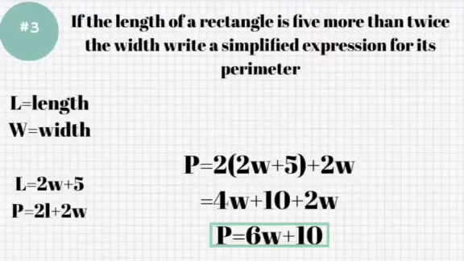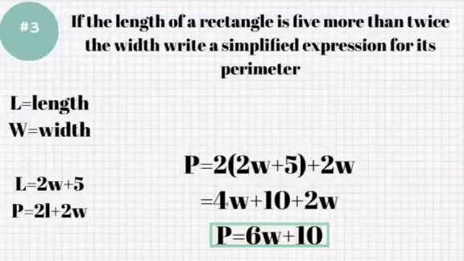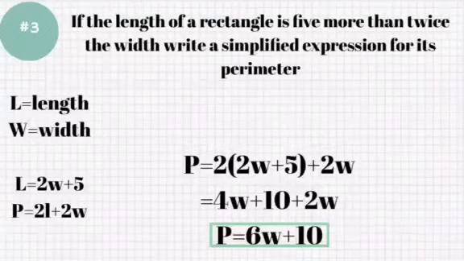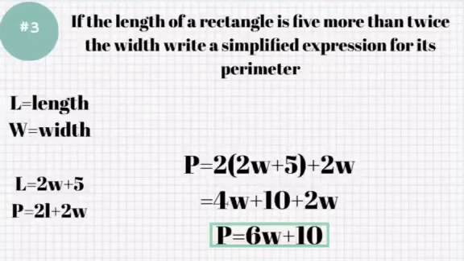Your solution would be P equals 2L plus 2W. Replace L with 2W plus 5. P equals 2 times 2W plus 5 plus 2W. Apply distributive property to 2 and 2W plus 5, which will give you 4W plus 10 plus 2W. Simplify your equation by adding the like terms, which will give you P equals 6W plus 10.